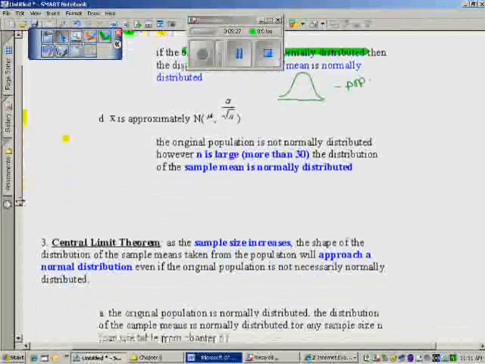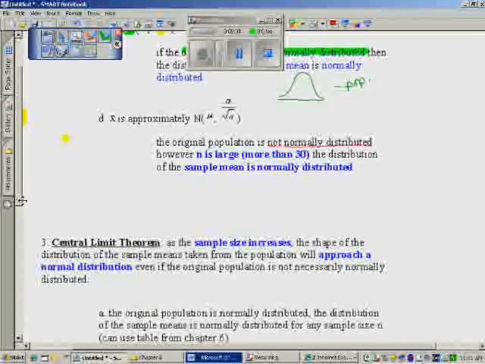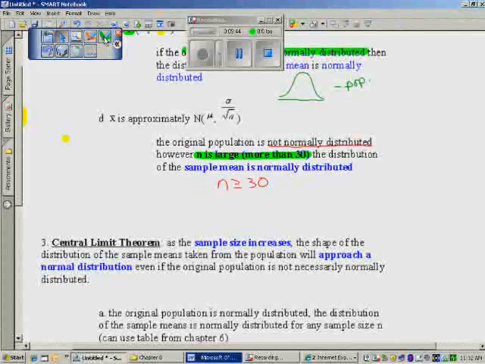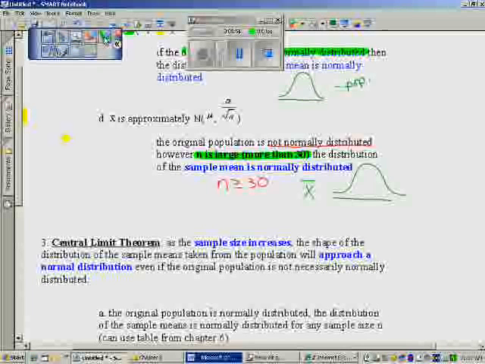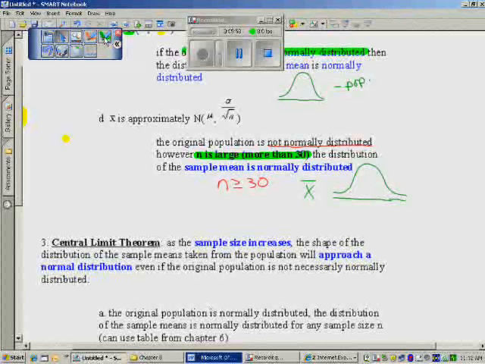The second scenario says, if my original population is not normally distributed, what am I going to do? Well, it turns out that if the size of your sample is large, if n is greater than or equal to 30, then even though my population wasn't normally distributed, my sample means are going to be normally distributed. And if you think about that, it might make some sense. If you start taking averages, those heavy and light ones are going to all work out to the middle. You're still going to have some extreme values, but they're all going to kind of wash out in the end, and you're going to end up with this normal distribution.